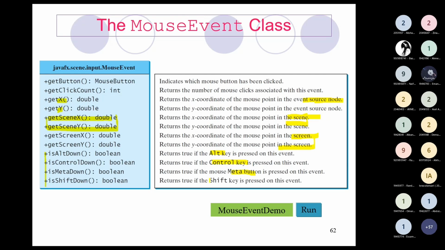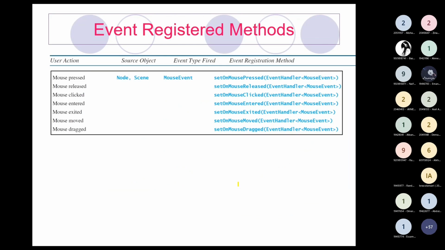Type. So we have the mouse pressed or released, if it's released, if it's a click, if it's entered, if it exits, if it's moved, or if it's dragged. So it's all depending on how you are moving the mouse.